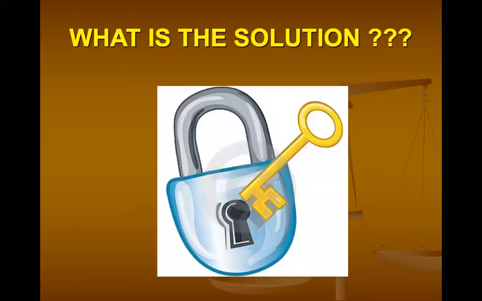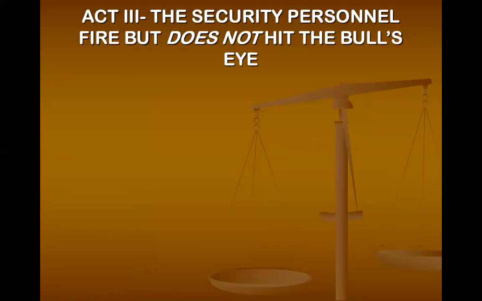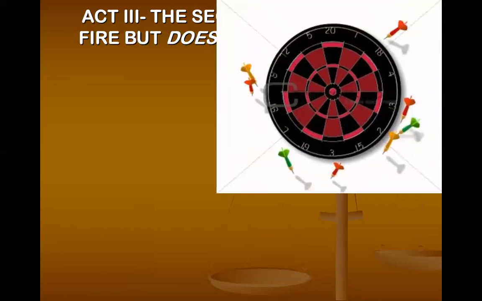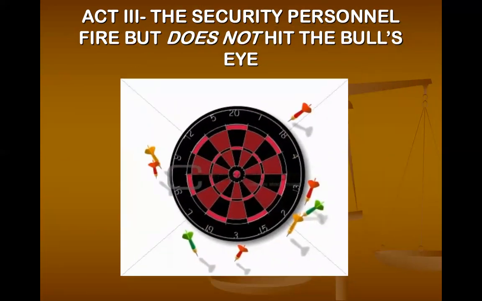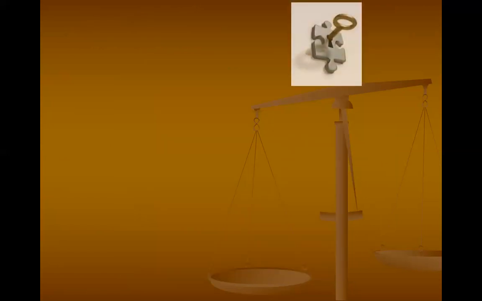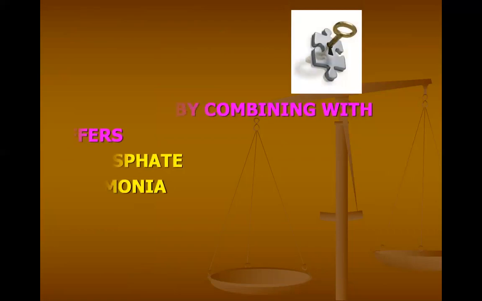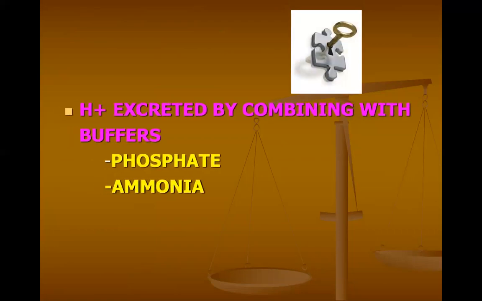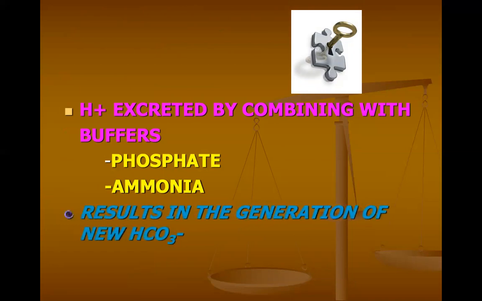So this is like having a gun which does not fire. Still the police is not working. Then what is the solution? The solution is the buffer system. So the first buffer system is firing, but still it is not enough. It is still not hitting the bullseye. As I said, the solution lies in the buffer systems, the phosphate and the ammonia buffer system, which result in generation of new bicarbonate also.